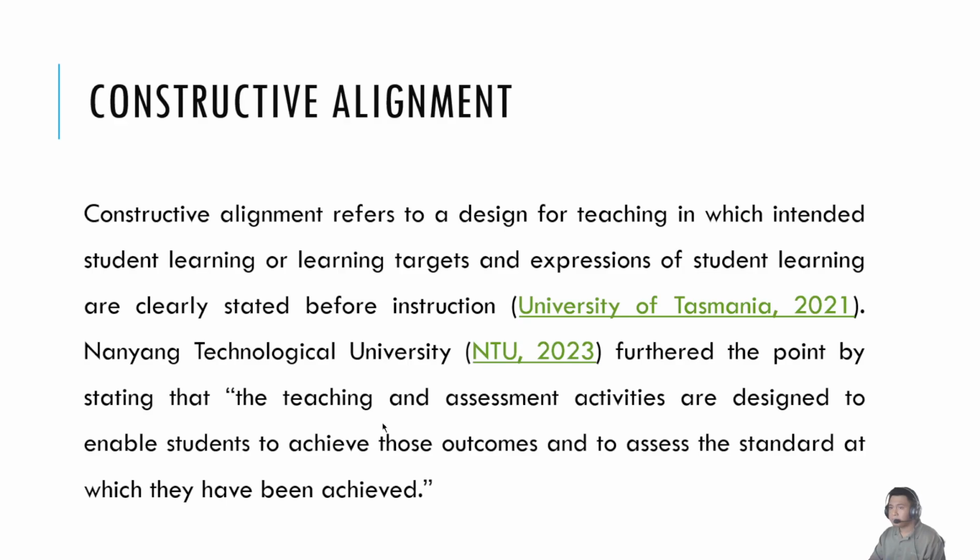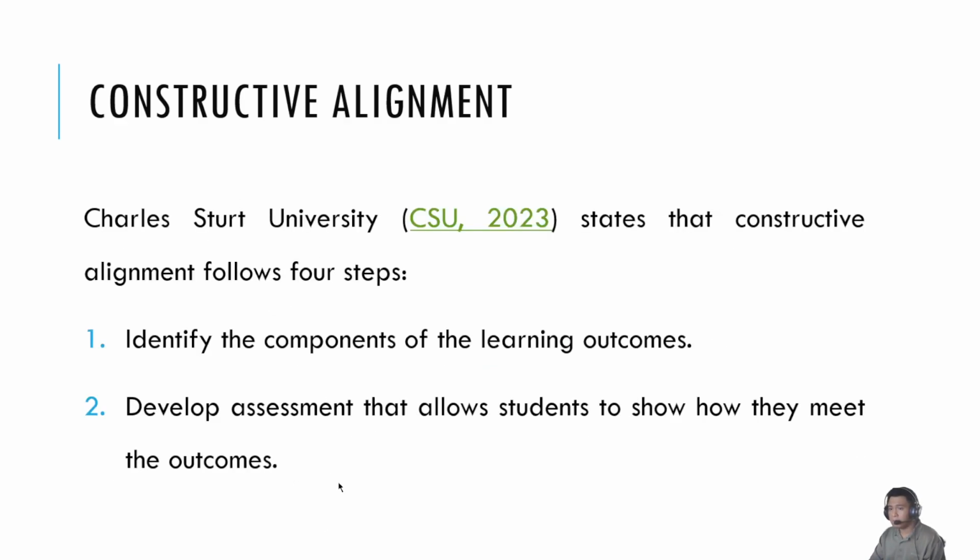One of our references, particularly Charles Sturt University, sabi nila, there are 4 steps to constructive alignment. The first step is identify the components of the learning outcomes. What this means is, kapag meron kang learning outcomes, paano mo pa hahati-hatiin yung mga iyon? Because most of the time, learning outcomes are still broad. Ano pa yung mga step-by-step na isiset mo to achieve those learning outcomes?